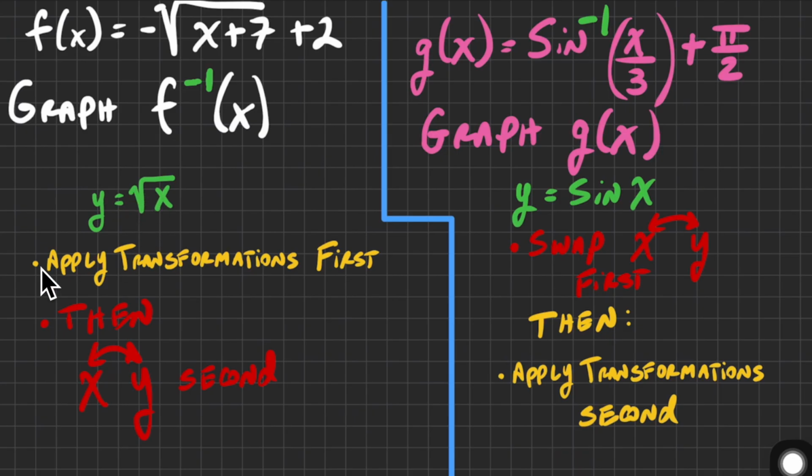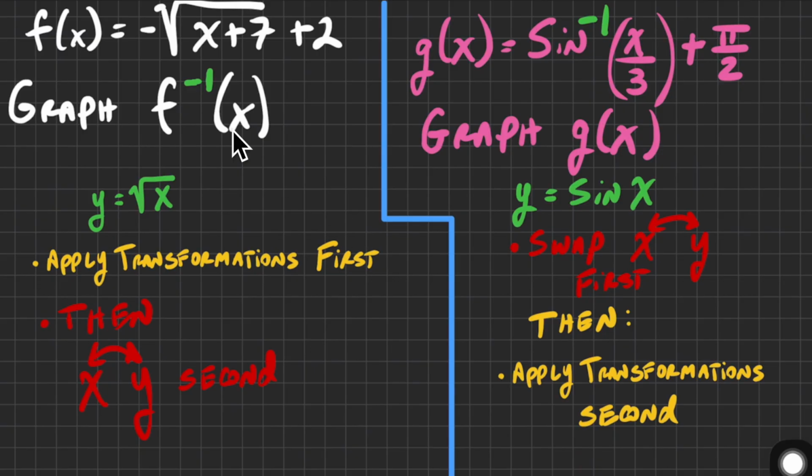To do this, we're going to apply the transformations first to create this f of x, and then we're going to swap the x and y to create the inverse. Now on your right, we're told that g of x equals the inverse sine of x over 3 plus pi over 2, and we're asked to graph g of x. Here, we're going to take the parent function y equals sine of x, create the inverse function by swapping x and y first, and then apply the transformations. So the sequence of steps is going to be different.